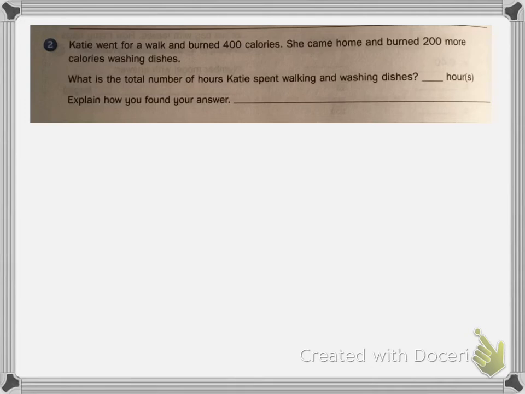Number 2 says, Katie went for a walk and burned 400 calories. She came home and burned 200 more calories washing dishes. The question is, what is the total number of hours Katie spent walking and washing dishes? Okay, so this is a kind of a 2-part question. Let's start with the first part. It says Katie went for a walk and burned 400 calories. Now remember, our chart is for every 100 calories. So how do we get from 100 to 400? Well, we know that that's going to be times 4.